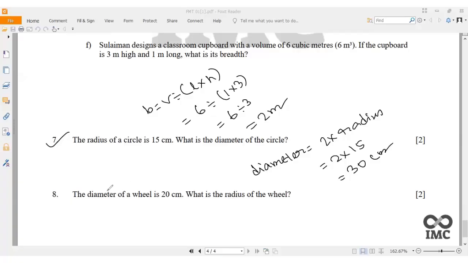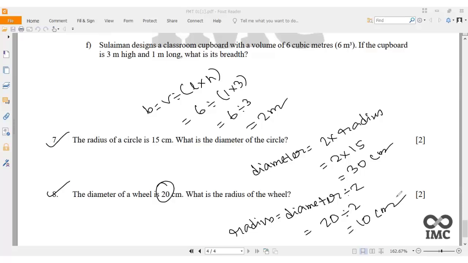Then, and number 8, what is the radius? We know that radius equal to diameter divided by 2. What is the diameter here? That will be 20. So 20 divided by 2 will be 10 centimeter. And that is the whole solution of final mock test 1 for class 4.